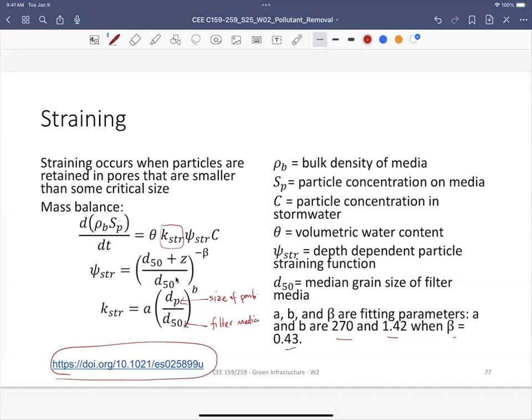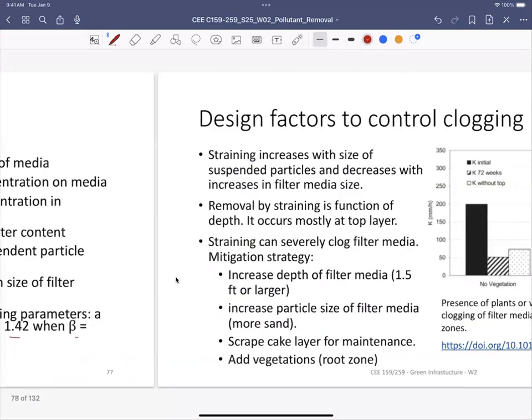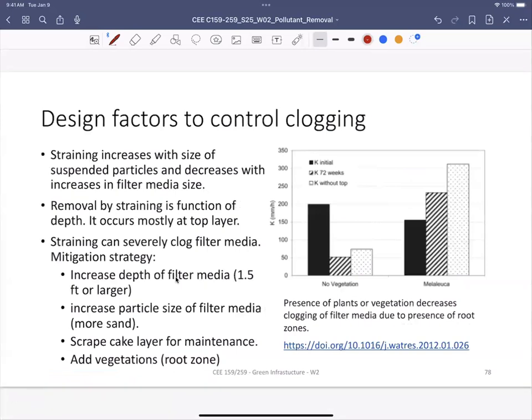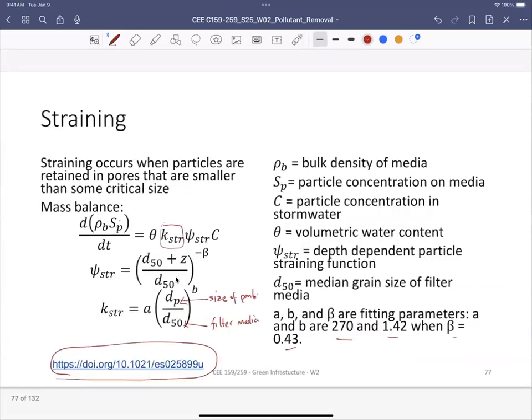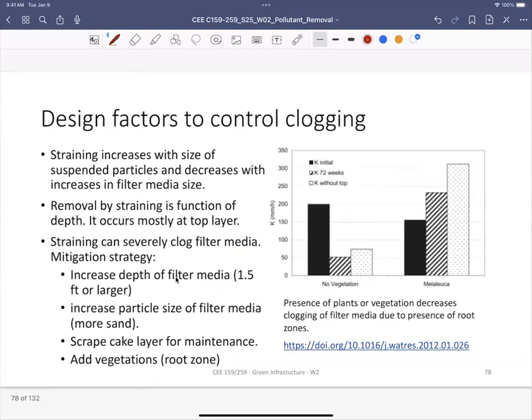What you are really concerned about are the very small suspended particles. For those, straining is not a big factor because they stay suspended and mostly pass through the pores. So for them, what can work is physicochemical filtration. One factor to remember is that large particles are removed on the top surface by straining, and they can clog the system by creating a clogged cake layer.